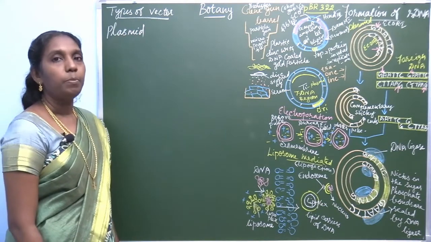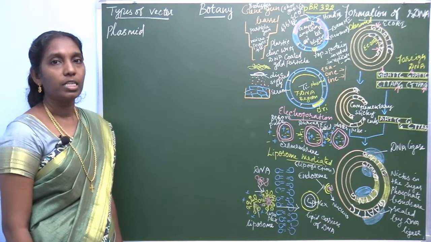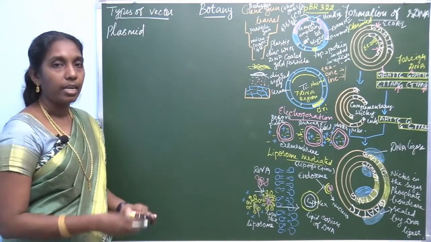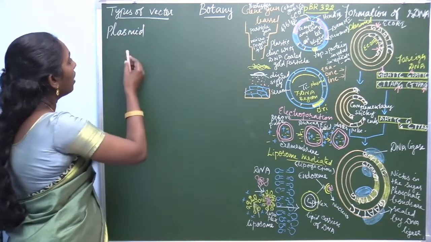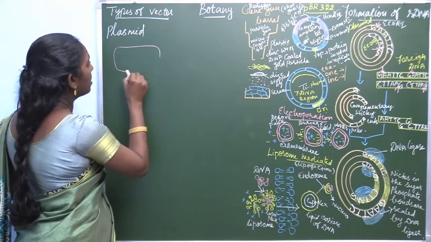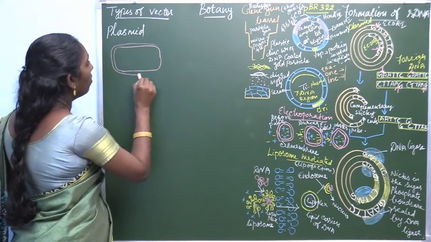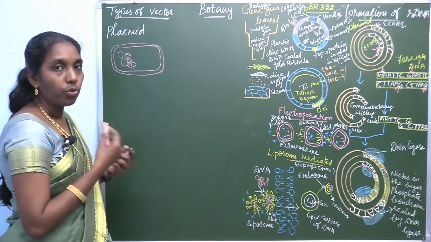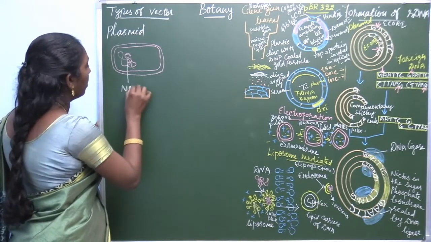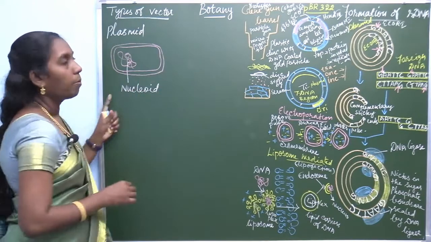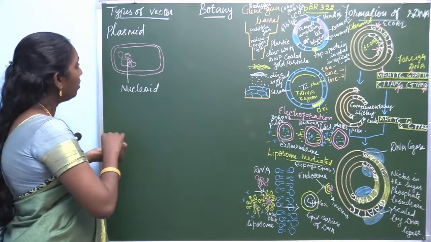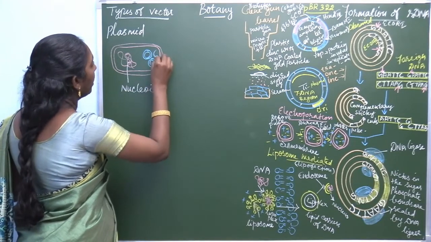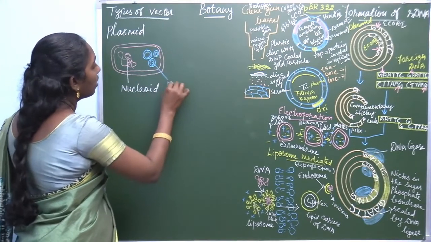As you know, plasmids are very important vectors. These plasmids are present in bacterial cells. If you take a bacterial cell, it consists of a bacterial chromosome, the nucleoid, and it also contains extrachromosomal circular DNA. These are named plasmids.